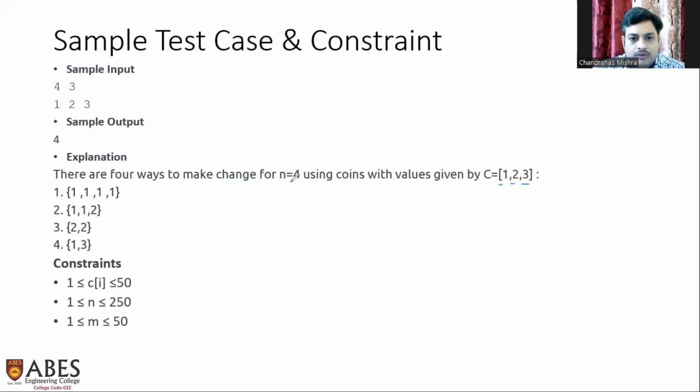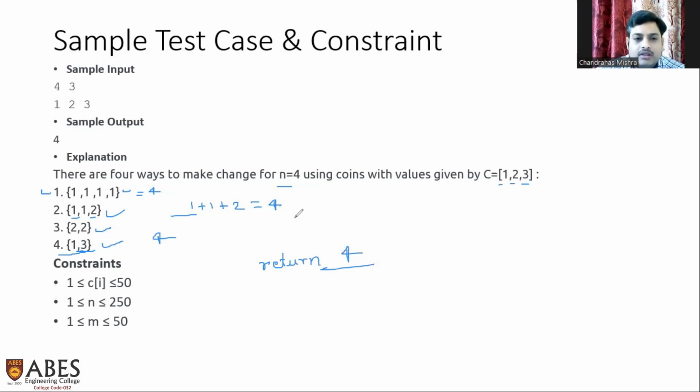The amount is 4. The very first case is we can take the 1 rupee coin 4 times and it will generate amount 4. Another way is we can take 1 rupee coin, 1 rupee coin and 2 rupee coin, so 1 plus 1 plus 2 equals 4. Another one is we can use two 2 rupee coins to make 4, and next we can use a 1 rupee coin and a 3 rupee coin to make amount 4. So there are 4 ways, and our return will be just 4.